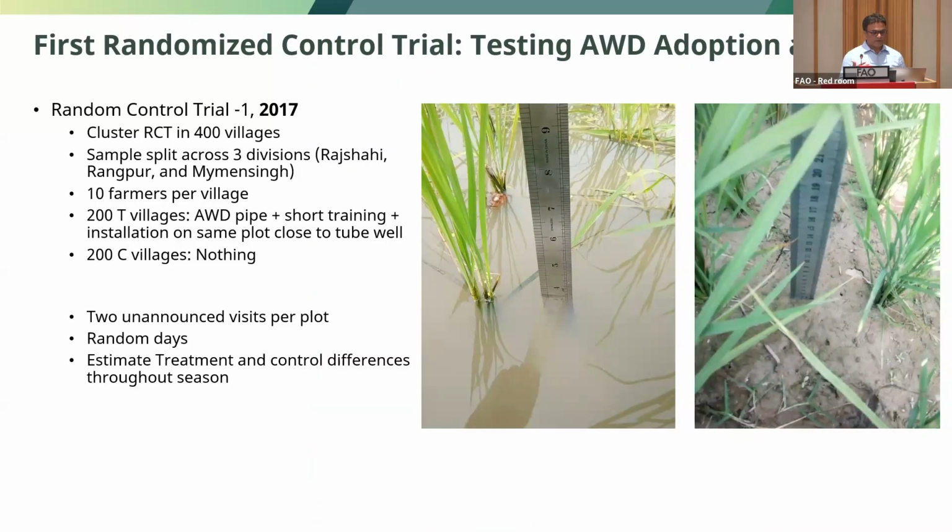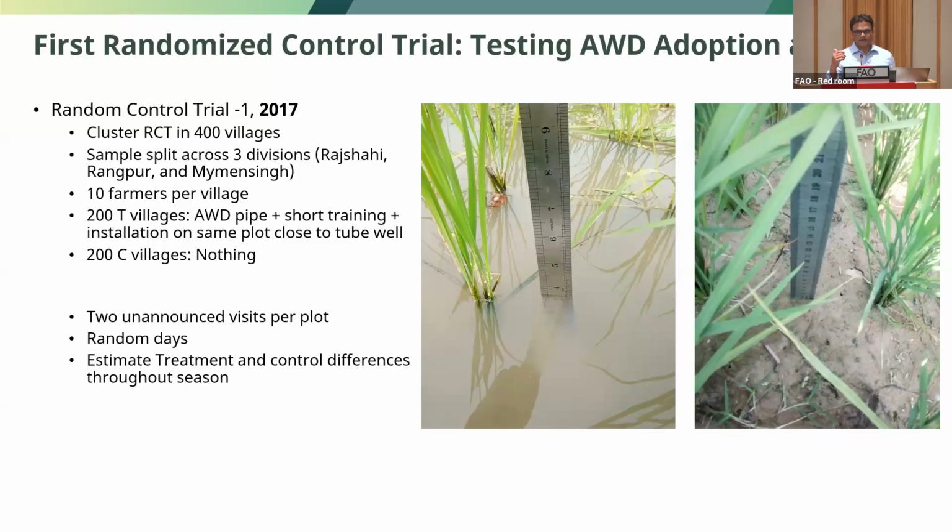To understand whether farmers would actually adopt AWD, researchers implemented a large randomized control trial across 400 villages in Bangladesh in 2017, 200 treatment and 200 control villages. The study covered three major rice-growing regions: Rajshahi, Rangpur, and Mymensingh. And there were 10 farmers per village.